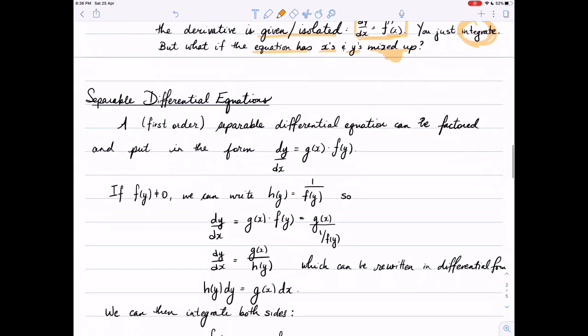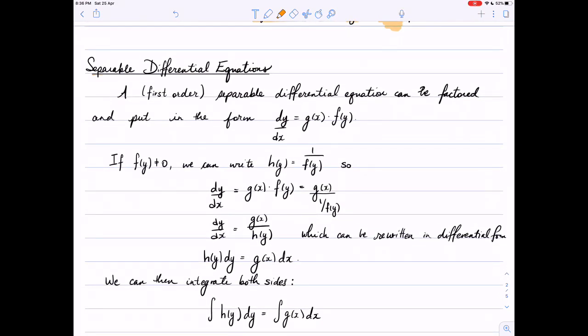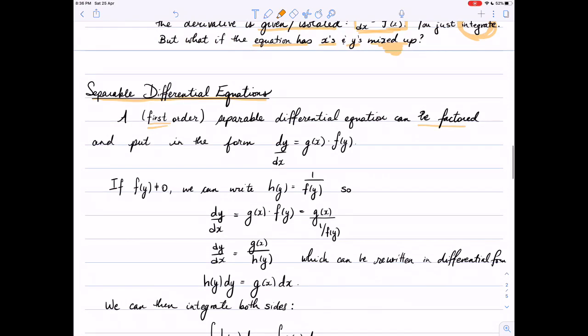And so a separable differential equation, specifically a first order one, is a differential equation which can be factored. So I said x's and y's are mixed up. Yes, potentially, but mixed up not too badly. Mixed up so that they can still be factored and put in the form where dy/dx is a function of x times a function of y. In other words, the x's and the y's can be separated into two different factors. If we have this condition, this is how we're going to go ahead and solve it.